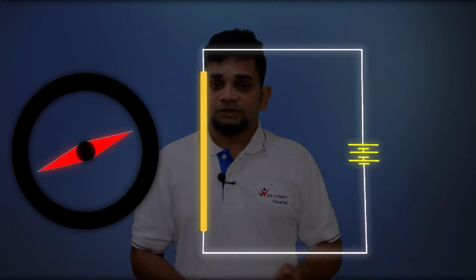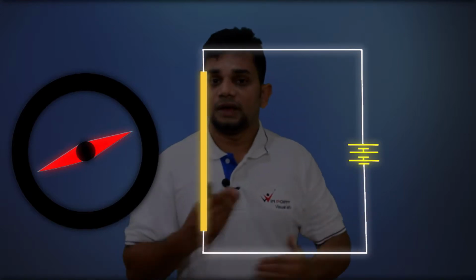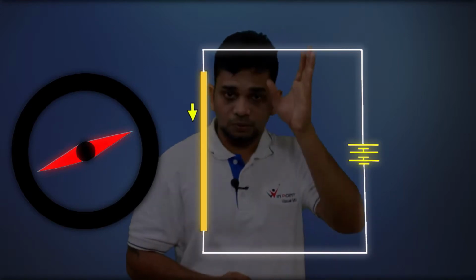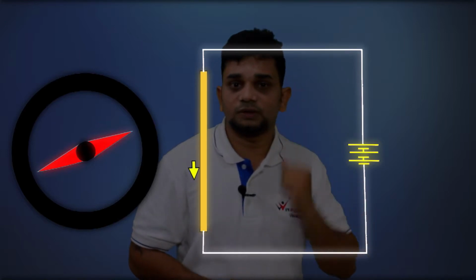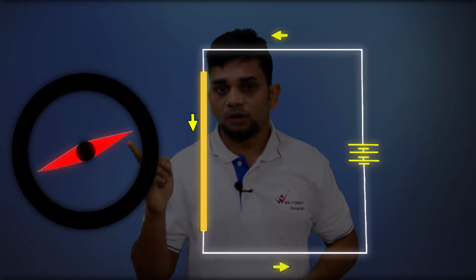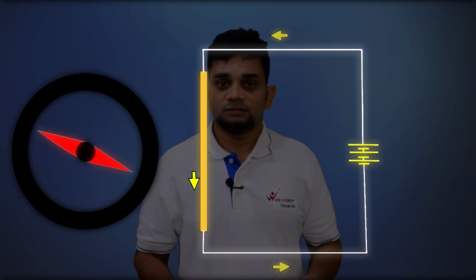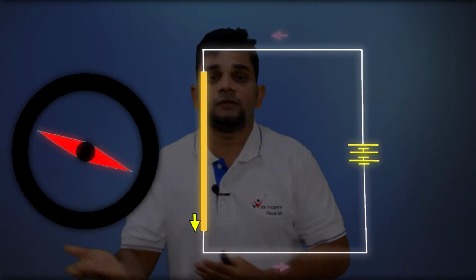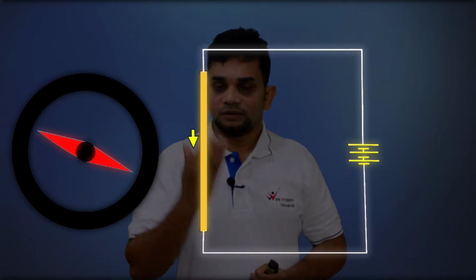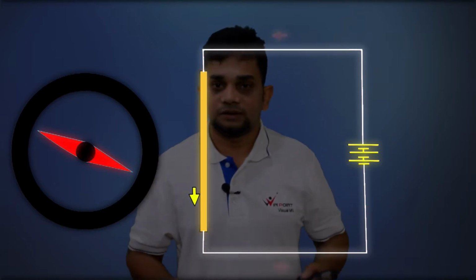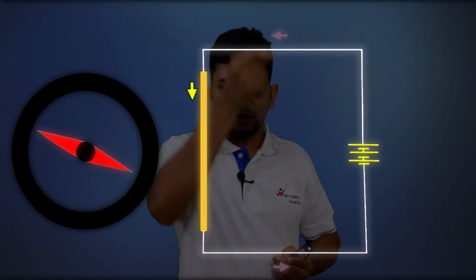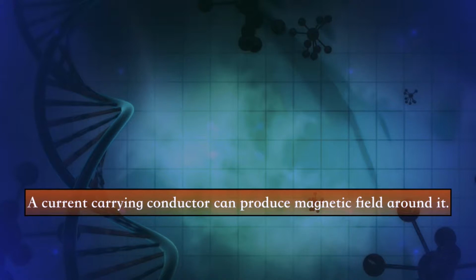If electricity is passing through this circuit, what is going to happen? That we are going to observe here. Now you can see that electricity is passing through the circuit. There will be a small deflection. Why is the magnetic needle getting deflected because of this electricity? The reason is production of magnetic field. When electricity is passing through a conductor, there will be production of magnetic field. A current carrying conductor can produce a magnetic field around it.